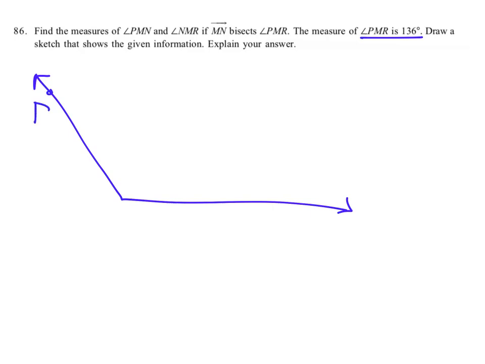And we're talking about P, M, vertex point, and R. And then we've got ray MN bisecting it, meaning this is congruent to this. Okay? So find the measures of each angle. They're saying PMN, this left-hand angle here, and NMR, if it's bisected and the measure of this is 136.